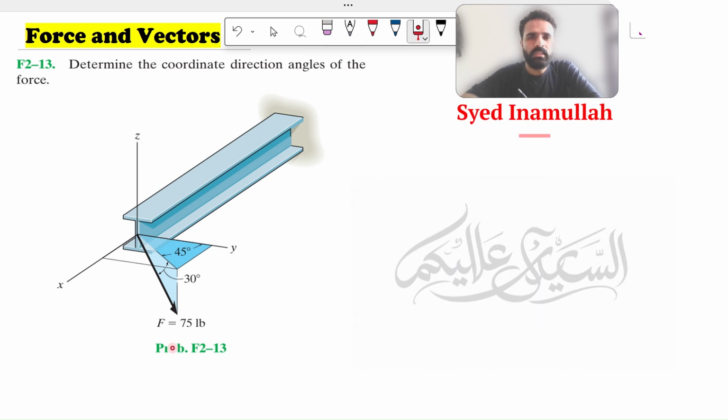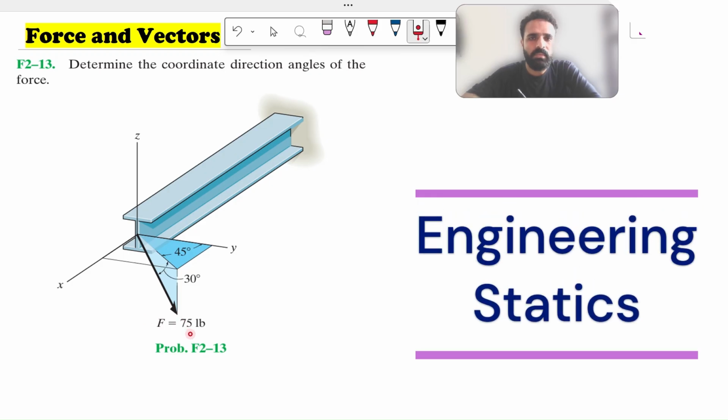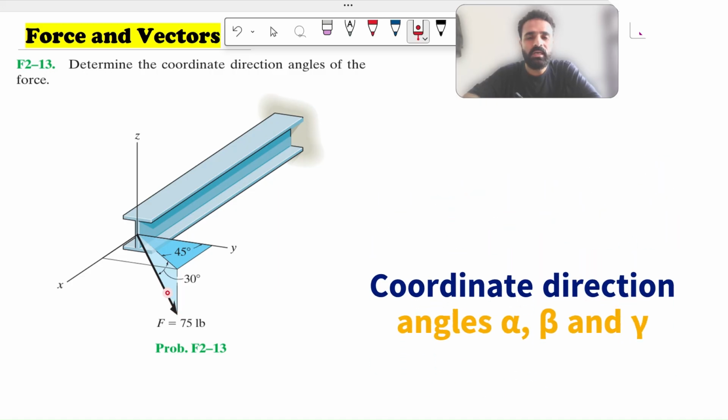In this lecture, we will be determining the direction angles for the force given here, whose magnitude is 75 pound. Here a beam is given and the force is acting in this way. Here you can see these are three directions, X, Y, and Z. These are three axes, meaning we have a 3D structure and the force is acting in 3D space. So we need to determine the direction angles for this force.